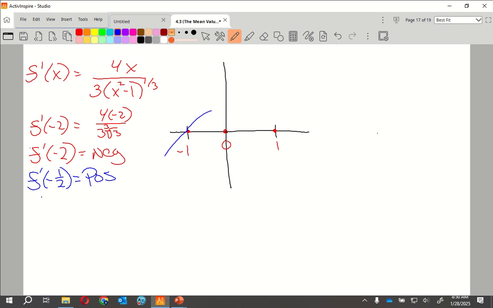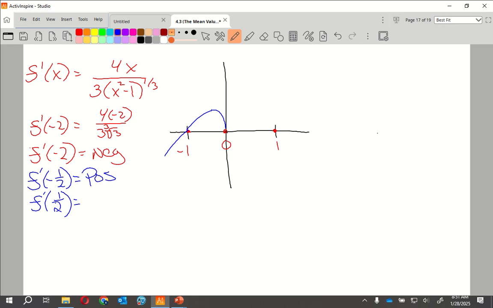Next one, f prime of the other side, positive 1/2. So it's either going to go right here or continue back down. It could bounce and go back up. Wait. Huh? Negative 1/2, still negative slope?